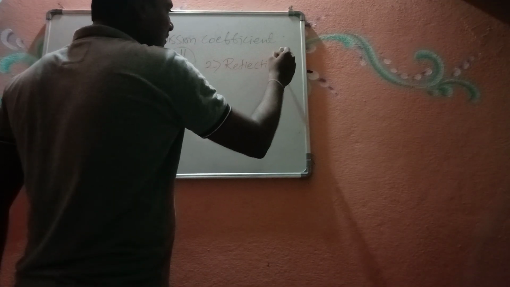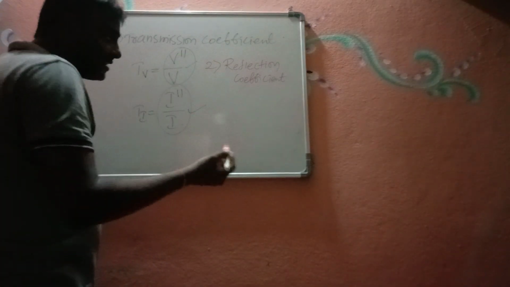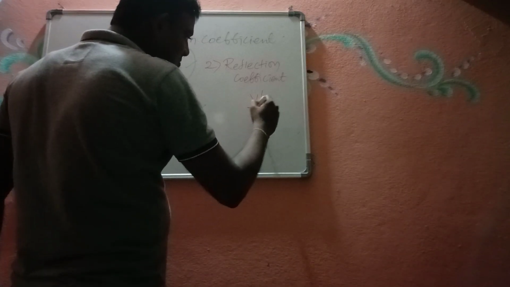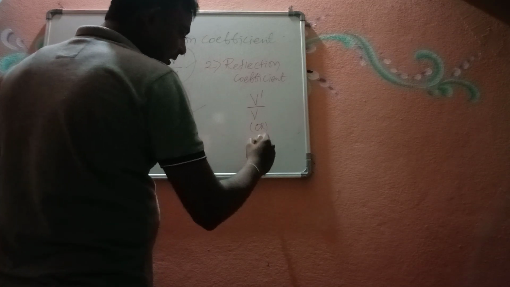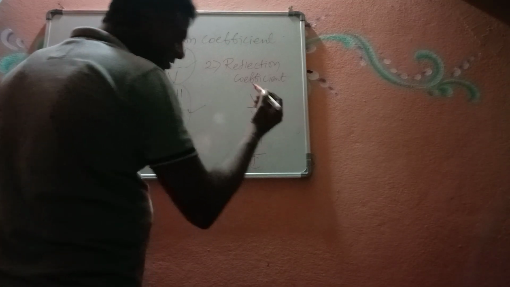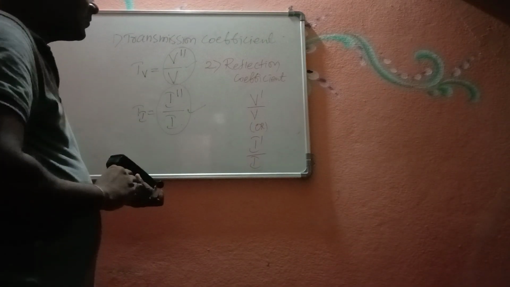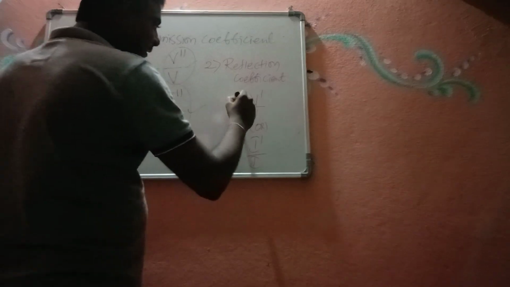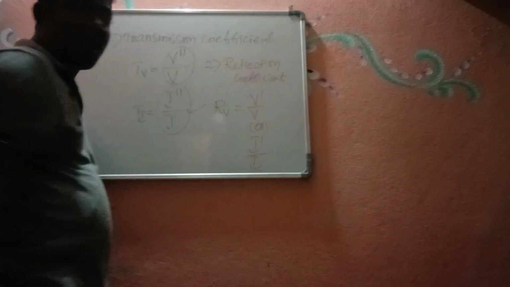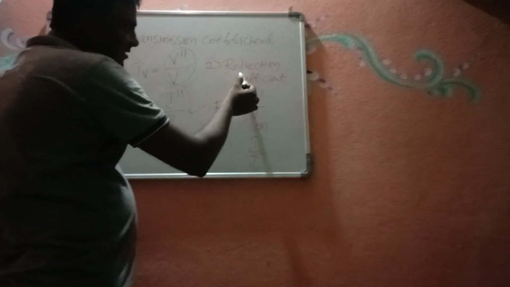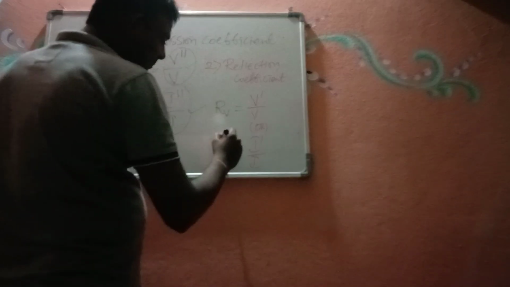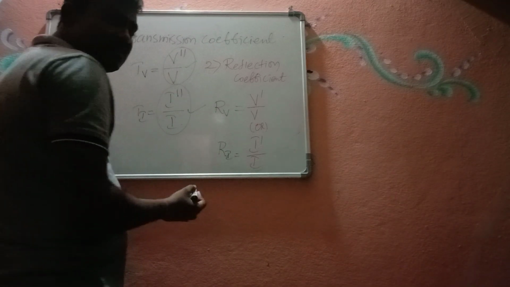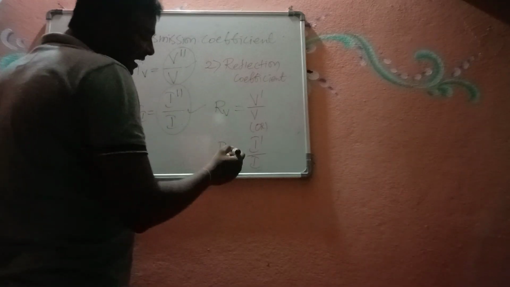Reflection coefficient. The reflection coefficient can be defined simply as the ratio of reflected voltage to the incident voltage, or the ratio of reflected current to the incident current. We can understand it like this. As it is for voltage and as it is for current, I can give the symbol RV. RV is nothing but the reflection coefficient. V indicates it is the reflection coefficient for voltage, and this is RI. RI is also a reflection coefficient, and it is for currents.